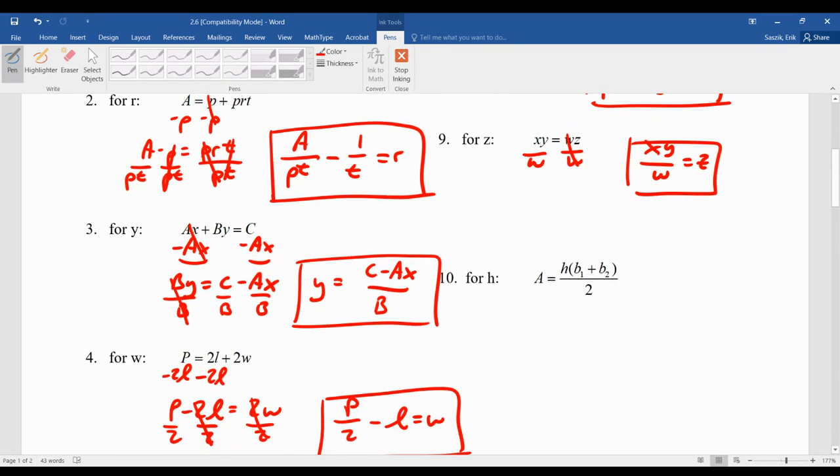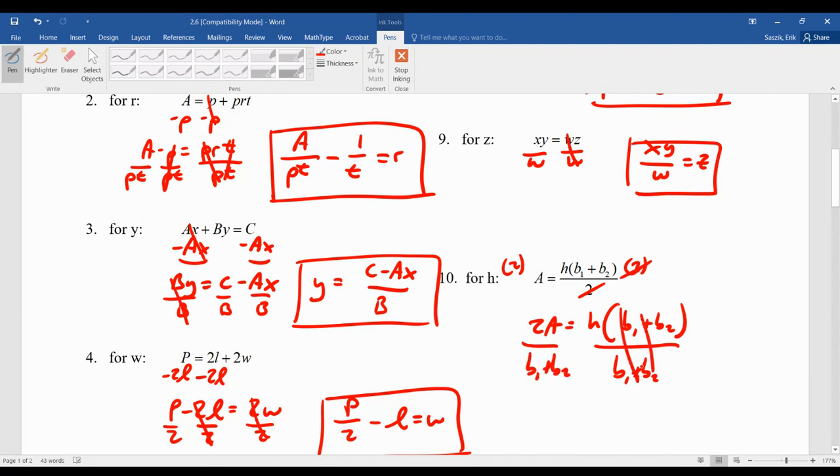Okay. Again, what we're solving for is this h, which is in front of the parentheses. No need to distribute here. Let's get rid of this denominator. We'll multiply both sides by 2. That cancels. So we have 2a equals h times b sub 1 plus b sub 2. We want to get h by itself, so we are going to divide. So we have 2a over b sub 1 plus b sub 2. And we're done.